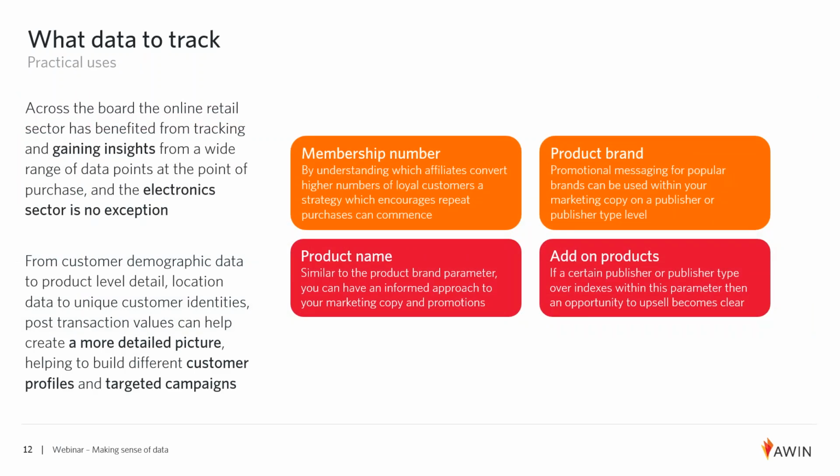So, practical uses. Practical uses for the electronics sector are great to gain richer insights. Also, I just want to remind you at this point that if you see parameters on a sector and think they don't necessarily fit within your sector, that doesn't really matter. As long as we can capture the data layer on the conversion tag, we'll be able to add this element into your reporting needs. So looking at the membership number, by understanding which affiliates convert higher numbers of loyal customers, a strategy which encourages repeat purchases can commence.